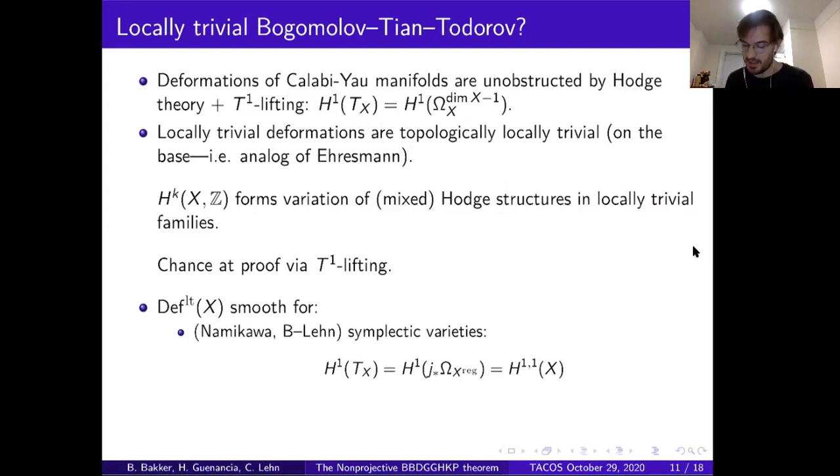So in this case, you can show that using the symplectic form, the first cohomology of the tangent sheaf is related to H1 of the sheaf of reflexive one forms, which in turn you can show is computing a certain piece of the Hodge structure. Therefore, you get unobstructedness by T1 lifting.